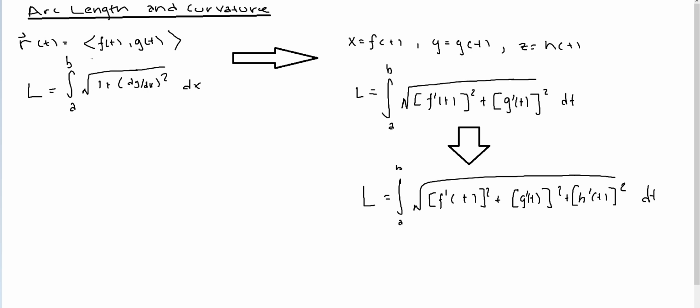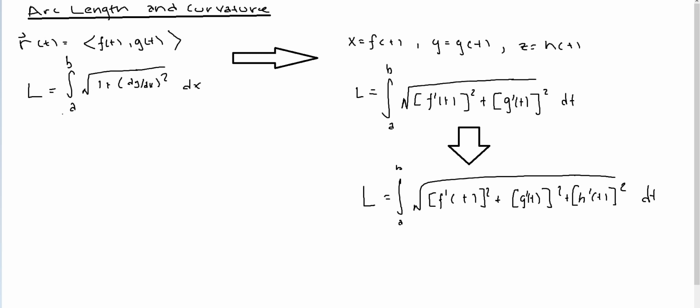Additionally, recall that in single variable calculus, we had the following formula in order to derive our arc length. So it was L is equal to the integral from a to b of the square root of 1 plus (dy/dx) squared dx, and of course we can rewrite this in terms of dy, but that was the general formula that we used.